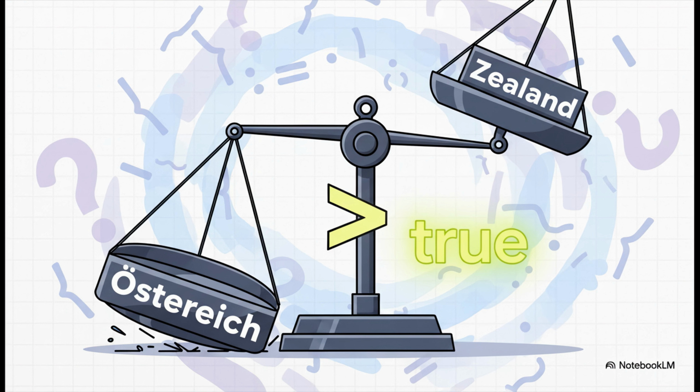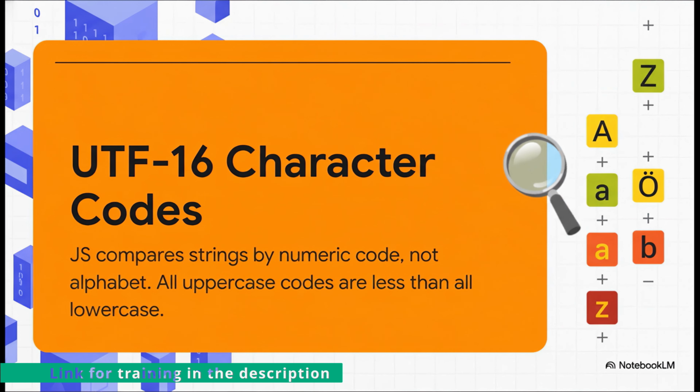This is obviously not the alphabetical order we use as humans. So what on earth is going on here? Well, here's the secret. JavaScript isn't looking at letters. It's looking at numbers. Every character has an underlying numeric code from the UTF-16 standard, and in that standard, all uppercase letters come before all lowercase letters. That's why Z has a lower code than a, and why that special Ö character has a code that just happens to be higher than both.